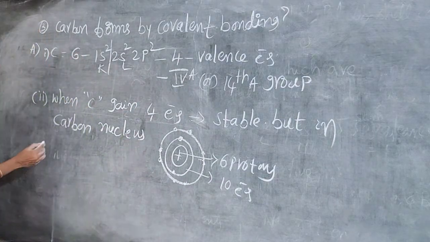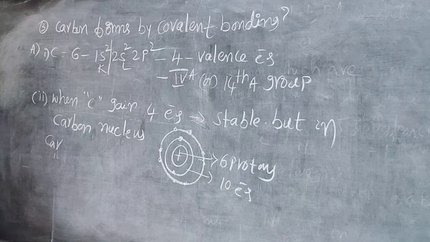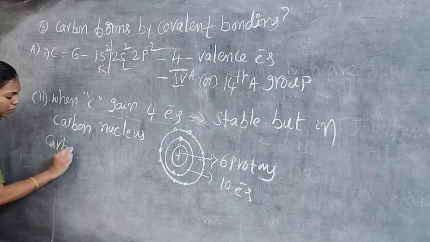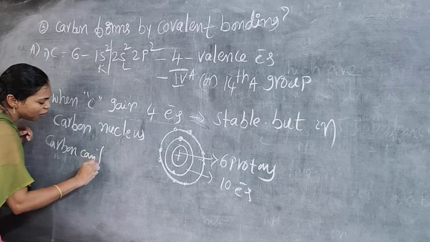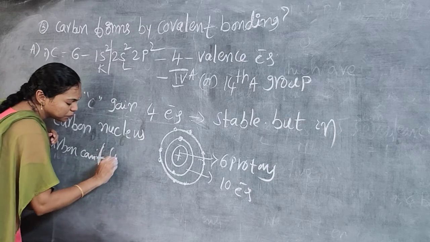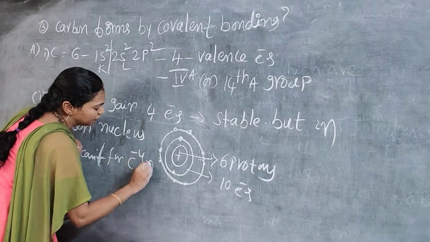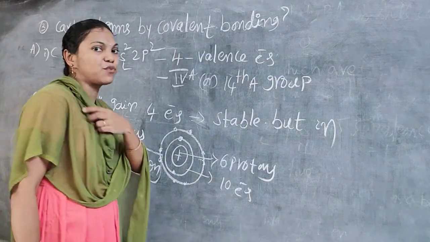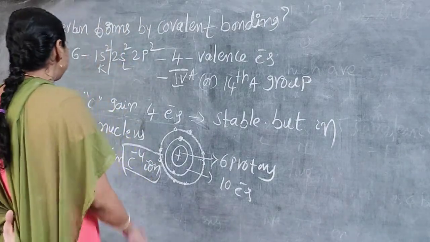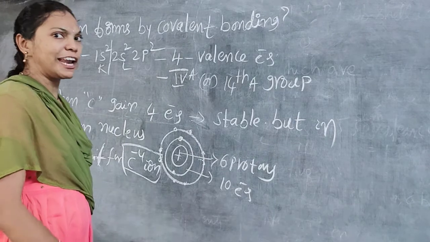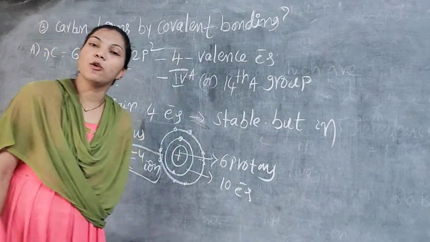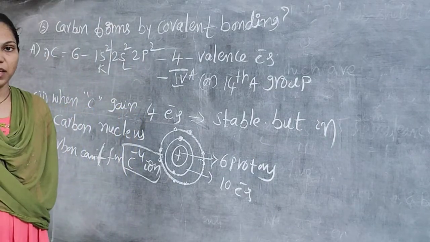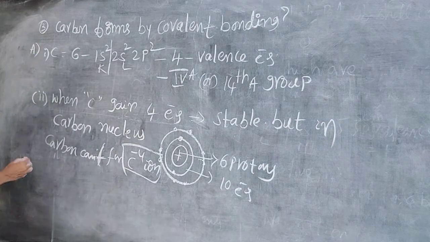That's why carbon cannot easily form the C minus 4 ion. At the same time, when carbon loses 4 electrons, it forms the C plus 4 ion.